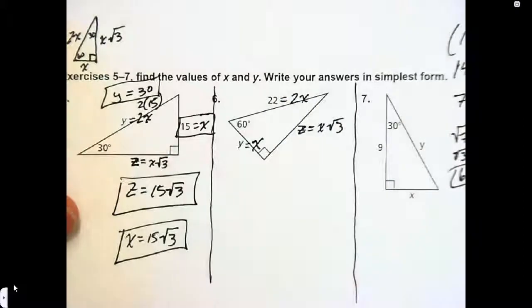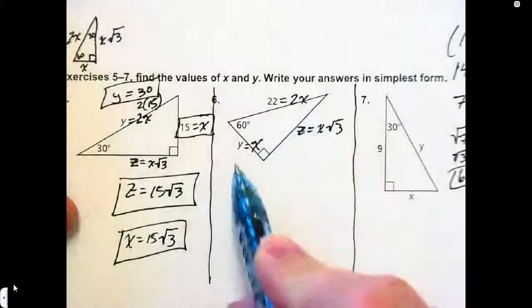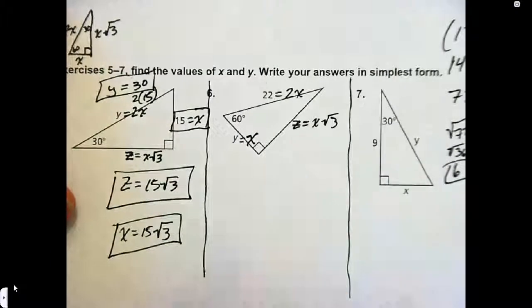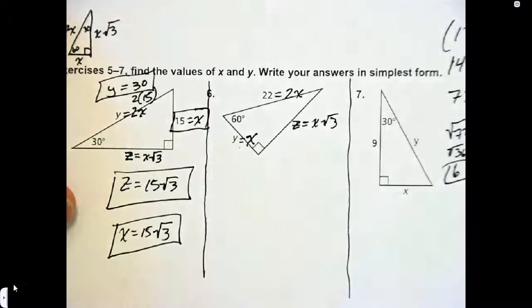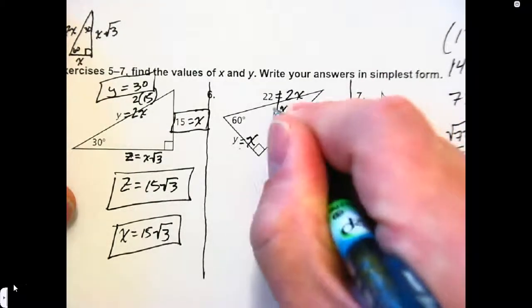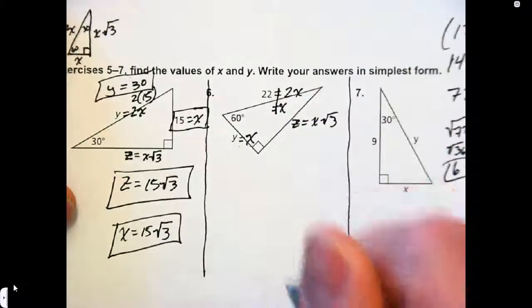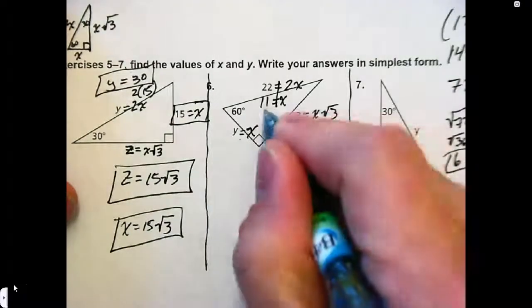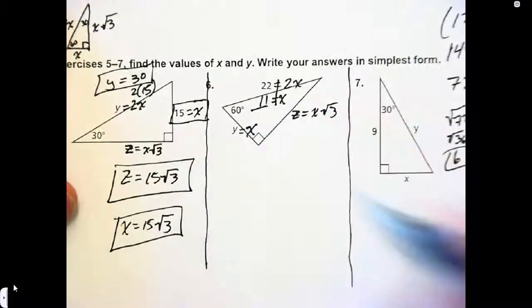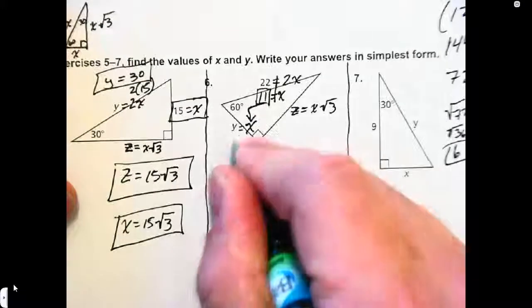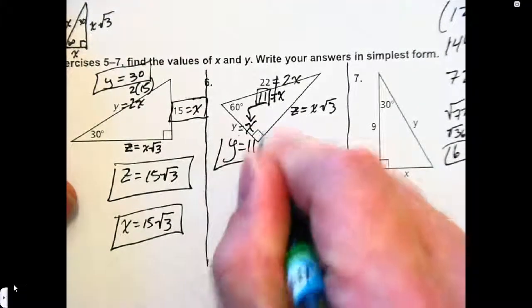Which one can I solve? I have 22 equals 2x, y equals x, and z equals x root 3. Which one can I solve? This one? Can't solve that one. Oh, no, you can solve the 22 equals 2x. Okay. So what's it equal? It equals 11. And now I take that 11, and where do I put that 11? Yes, Abdul. I put it in for y. So y equals 11. Well done.